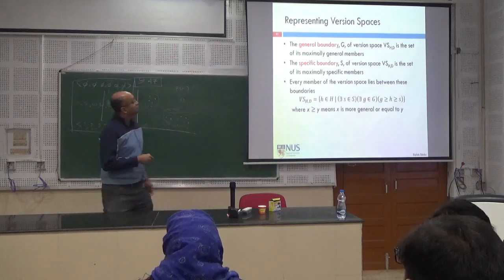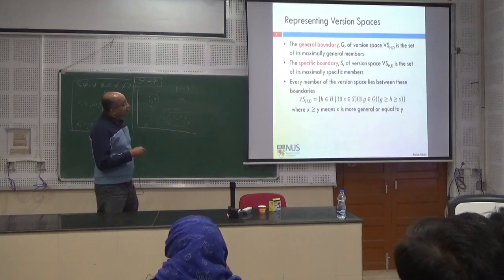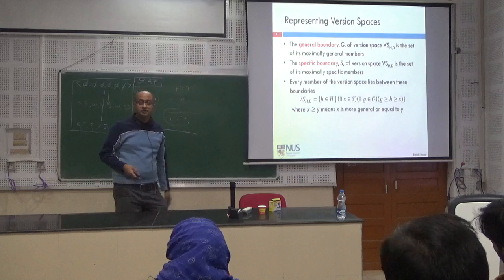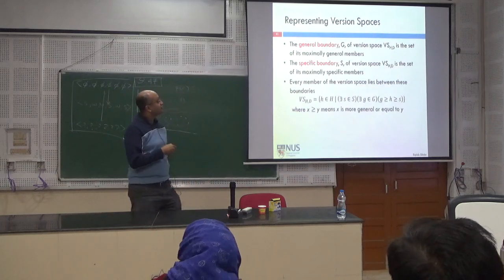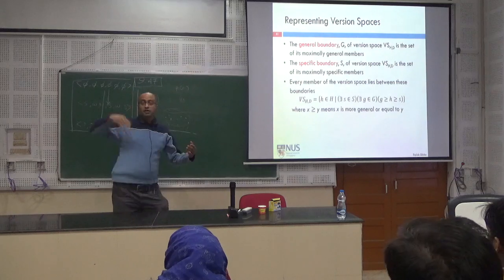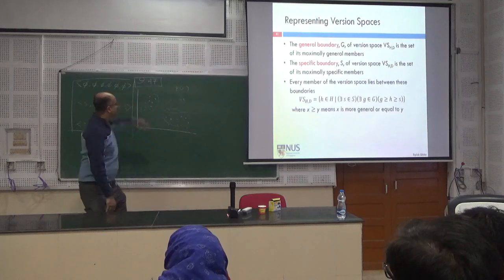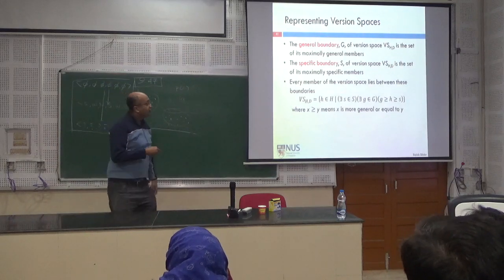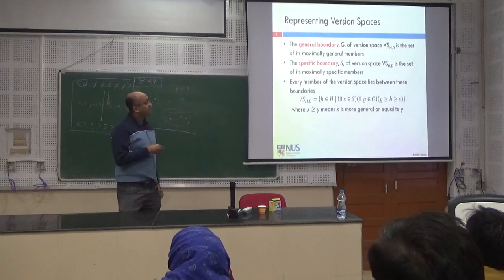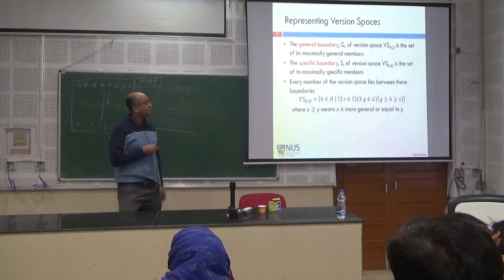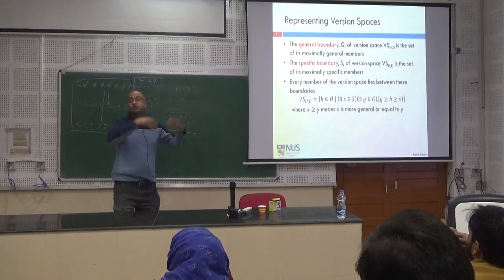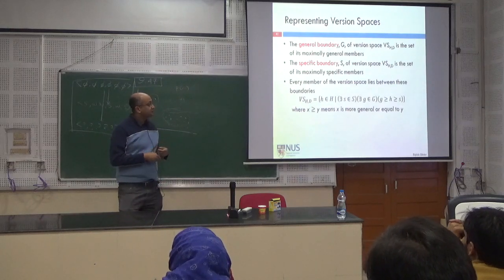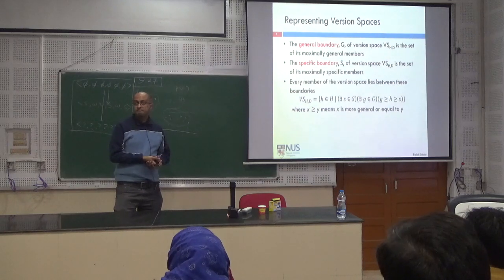And now, the boundary, if you're thinking about this, was an informal way of describing what the limits of the version space would be. If you want a more formal definition, what we want is the boundaries essentially: the specific boundary and the general boundary. How do I define them? This is the set of maximally general members. This is the set of maximally specific members. The most specific ones, and the most general ones. And anything in between is part of your version space.